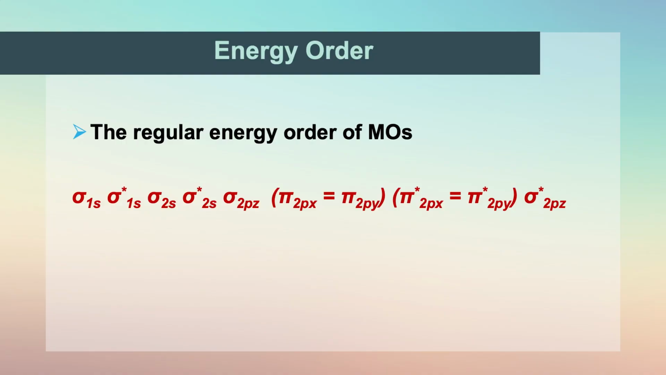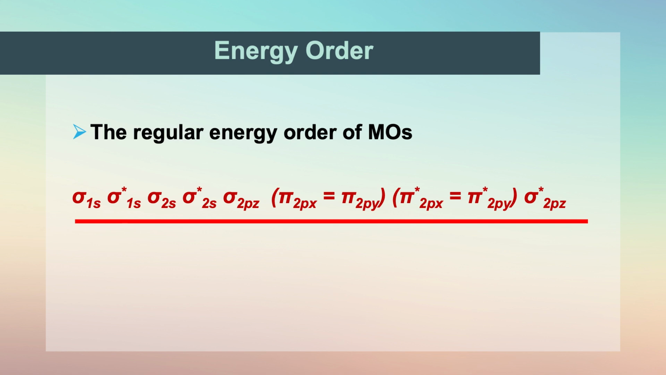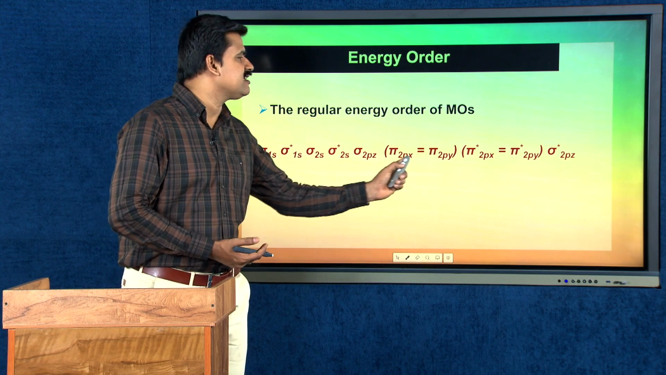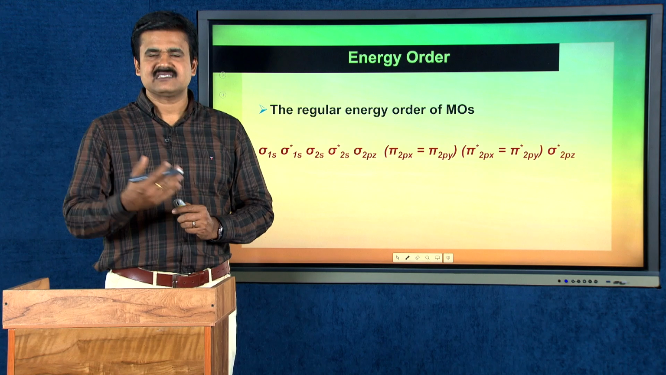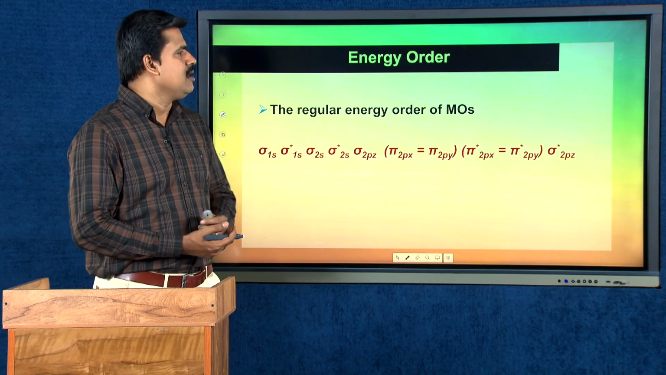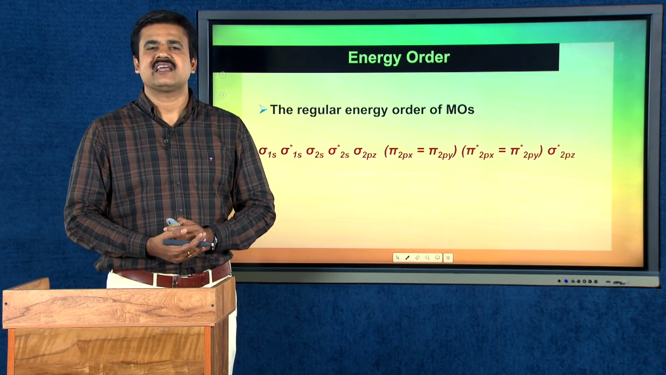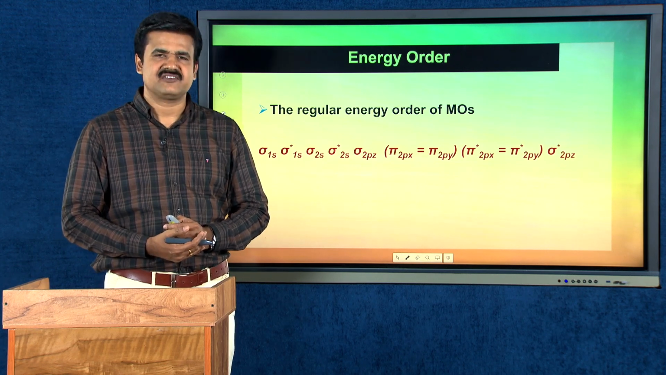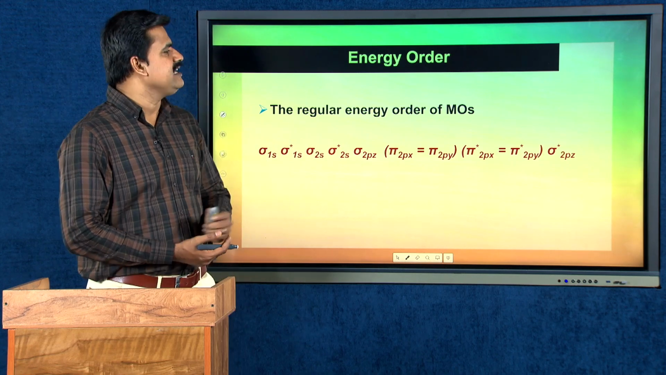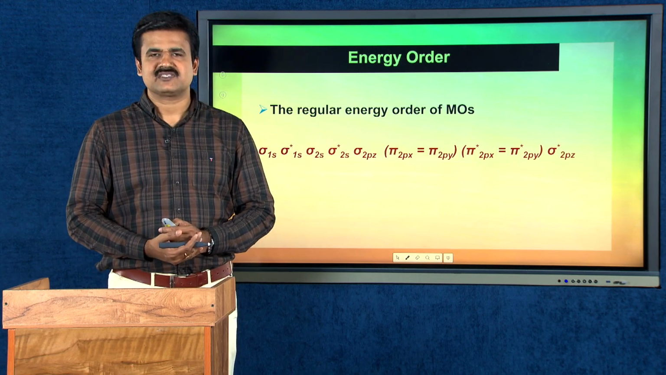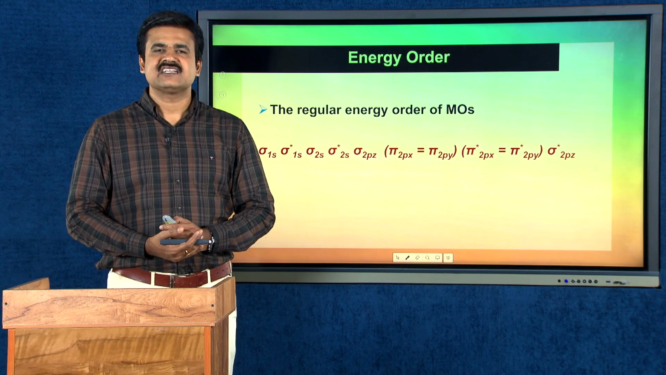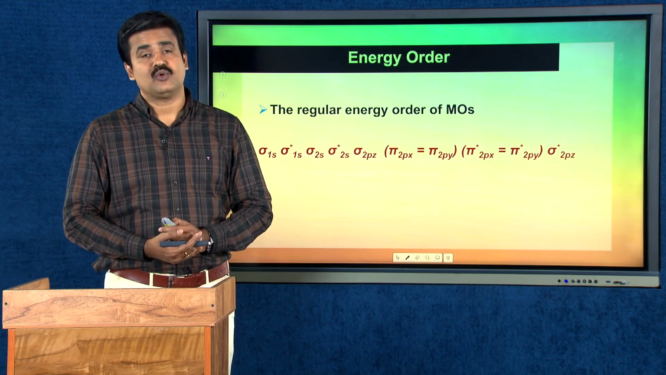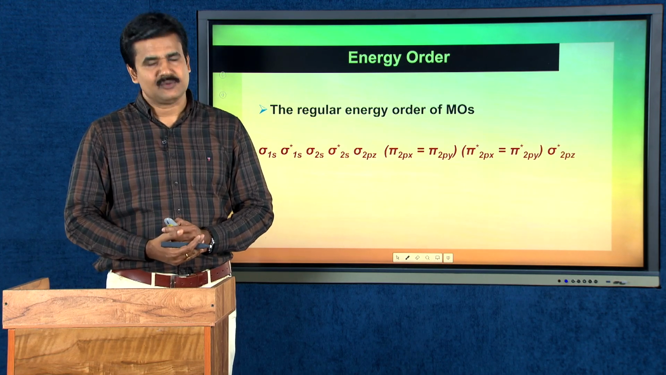The regular energy order of molecular orbitals is sigma 1s, sigma star 1s, sigma 2s, sigma star 2s, followed by pi 2px equal to pi 2py. Here you can see that these two orbitals have a similar energy. That means they are doubly degenerate. Then pi star 2px equal to pi star 2py, they are also doubly degenerate. Doubly degenerate means two orbitals have the same energy. That situation is referred to as the doubly degenerate condition. And finally, the highest energy orbital is sigma star 2pz. This is the energy order of 10 molecular orbitals, which is the regular energy order.